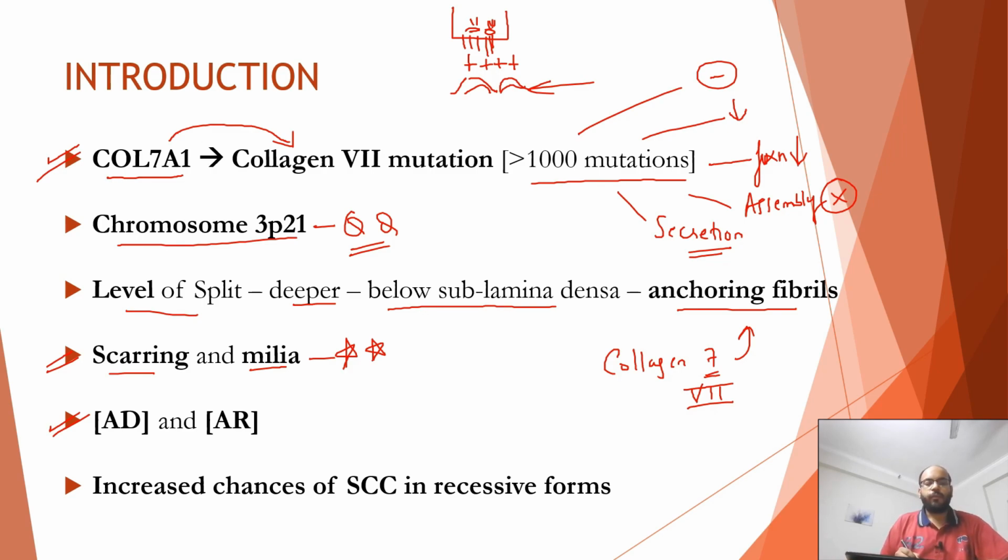One important aspect for dystrophic EB is that there are increased chances of squamous cell carcinoma, especially in the recessive forms. Because of intense scarring and fibrosis, it has been postulated that the chances of further damage to the skin leading to development of squamous cell carcinomas in recessive forms of dystrophic EB is substantial. I have one slide on squamous cell carcinoma, so we'll discuss why squamous cell carcinomas are so important to understand in the setting of dystrophic epidermolysis bullosa. Let's move forward.